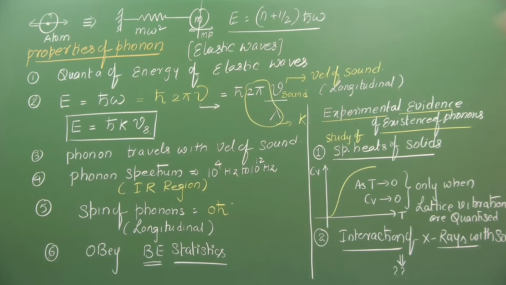Phonon spectrum is in which region? Infrared region. Frequency range 10^4 Hertz to 10^12 Hertz. And phonon spin is 0 ħ, with Bose-Einstein statistics. The reason why it is 0 ħ, if anybody asks, is that it is a longitudinal wave. Photon is a transverse wave, and phonon is a longitudinal wave.